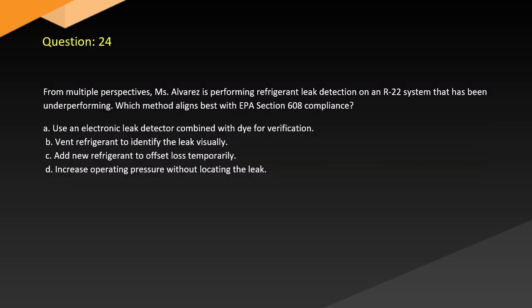Question 24. From multiple perspectives, Alvarez is performing refrigerant leak detection on an R22 system that has been underperforming. Which method aligns best with EPA Section 608 compliance? A. Use an electronic leak detector combined with dye for verification. B. Vent refrigerant to identify the leak visually. C. Add new refrigerant to offset loss temporarily. D. Increase operating pressure without locating the leak.